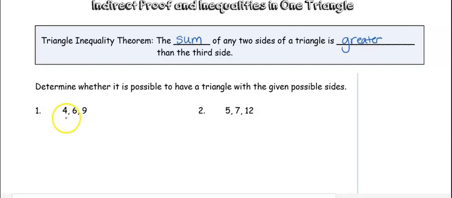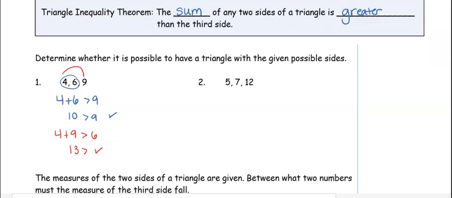So here we have sides of 4, 6, and 9. I take two of them. 4 plus 6 has to be greater than 9. 4 plus 6, that's 10. That's greater than 9. So we're good, but we can't stop. We've got to make sure that all sets are going to work. So 4 and 9 has to be greater than 6. 13 is greater than 6, yay!